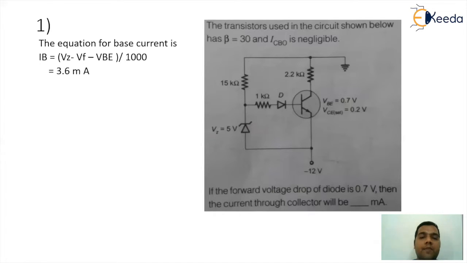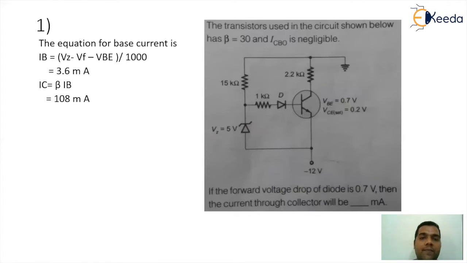Once you get IB as 3.6 milliampere, you can calculate IC, which is beta times IB. So IC comes out as 108 milliampere. The next step is to calculate VCE. But the question is asking for the collector current in dash milliampere, and we got 108 milliampere. Many students will put 108 straight away without verifying the situation. So let's see where the problem is.